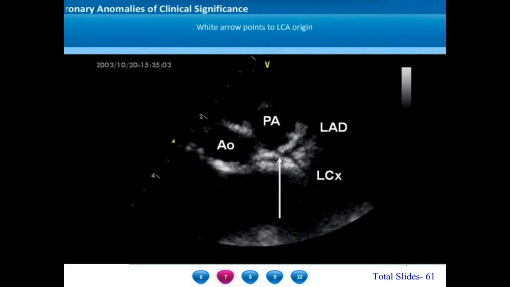The still picture of the same parasternal short axis view classically shows the left coronary artery arising from the posterior wall of the pulmonary artery from the pulmonary sinuses. You can see the division of the left coronary artery into a left anterior descending artery and the left circumflex artery. The white arrow points to the LCA origin.